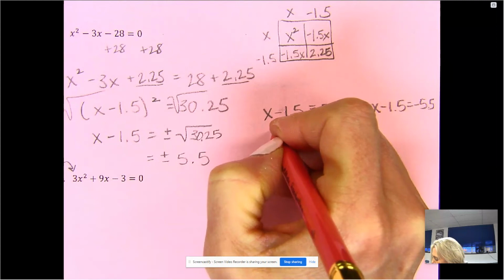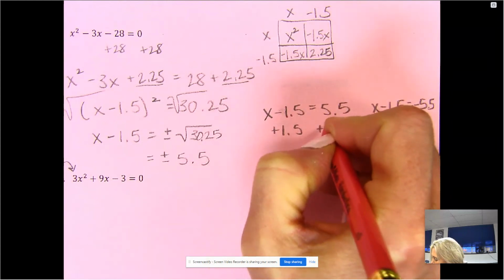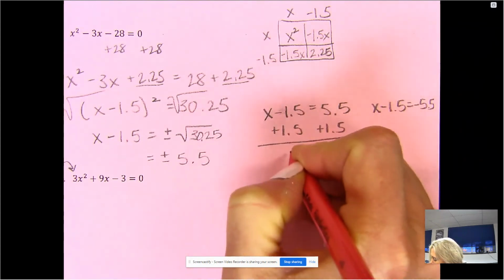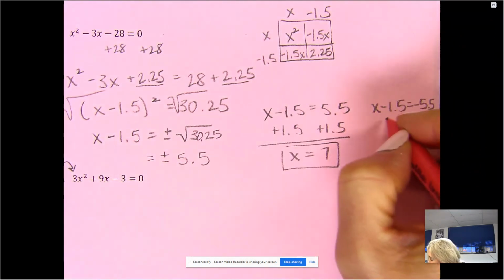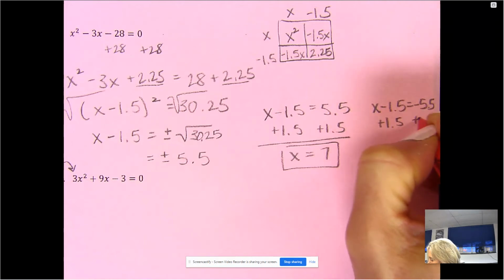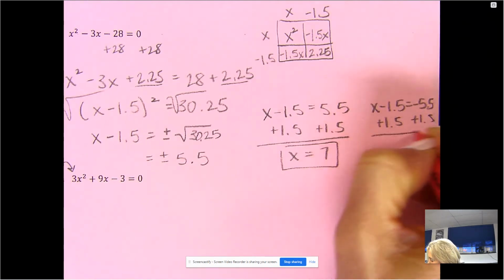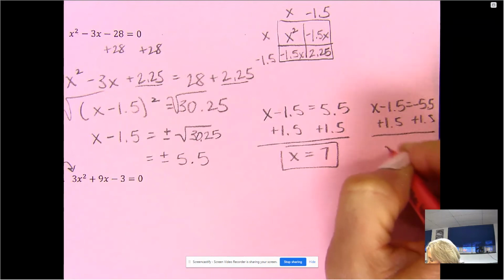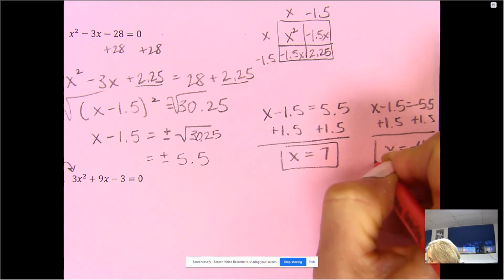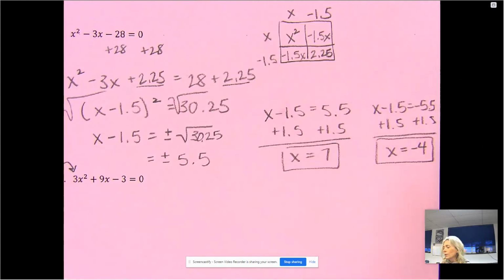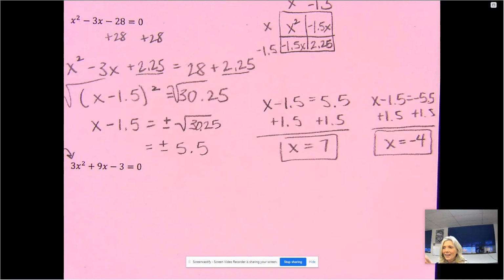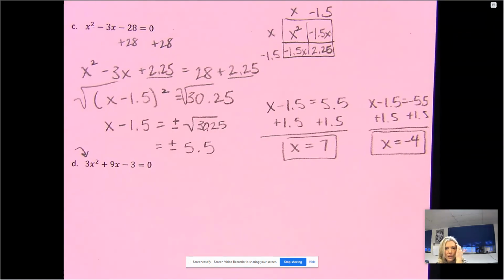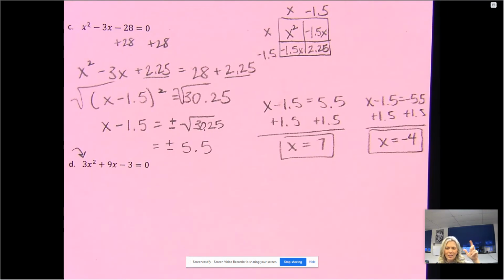Okay, so I solve both of these by adding 1.5, and we get x equals, this is 7, and over here, x equals, this is negative 4. Okay, there we go on part C. And then I'll leave that there for a second. You can always pause the video and look at my work to figure things out as you're studying.